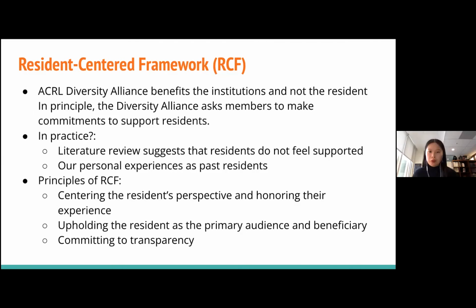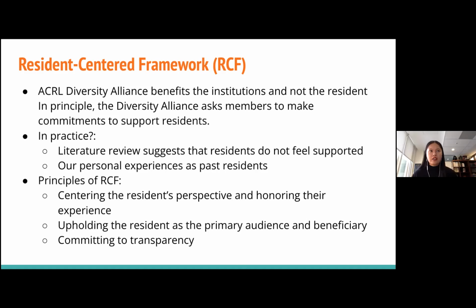Okay, so I'm going to go into a little bit more detail about the resident-centered framework that we've been mentioning. So we've established that the ACRL Diversity Alliance benefits the institutions and not necessarily the resident. In principle, the Diversity Alliance asks members to make commitments to support residents. These commitments are things like committing to designing experiences to expand the residents' interests and skills. So an example of this would include mentorships or rotation through library units. Again, some libraries choose to implement a rotational unit structure where, for example, the resident spends 3 months in access services, and then they transfer to 3 months in tech services, and so on and so forth.